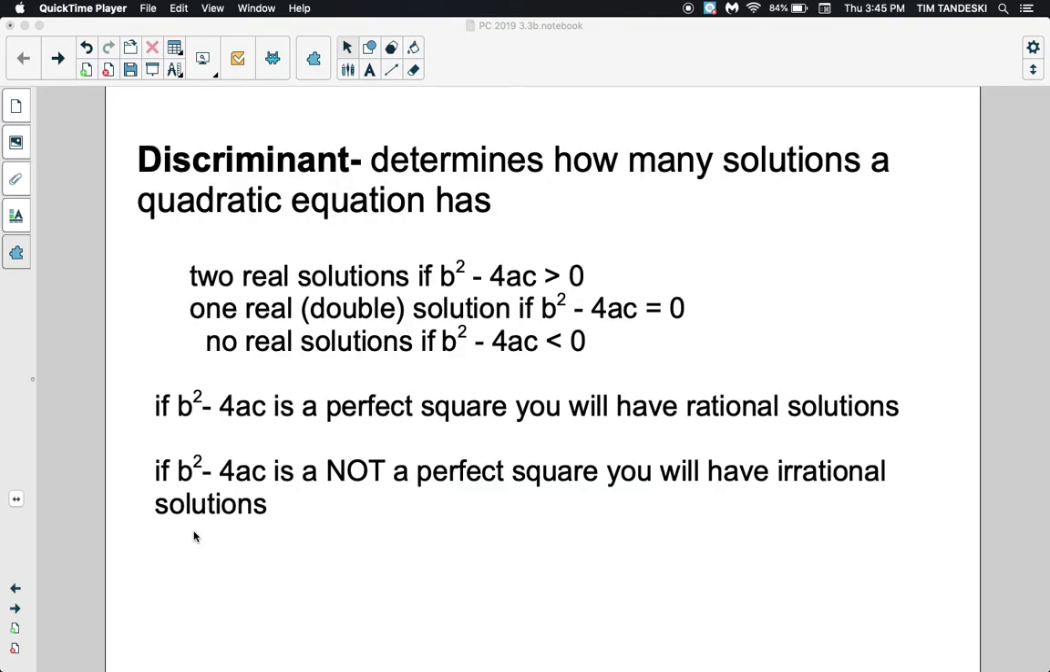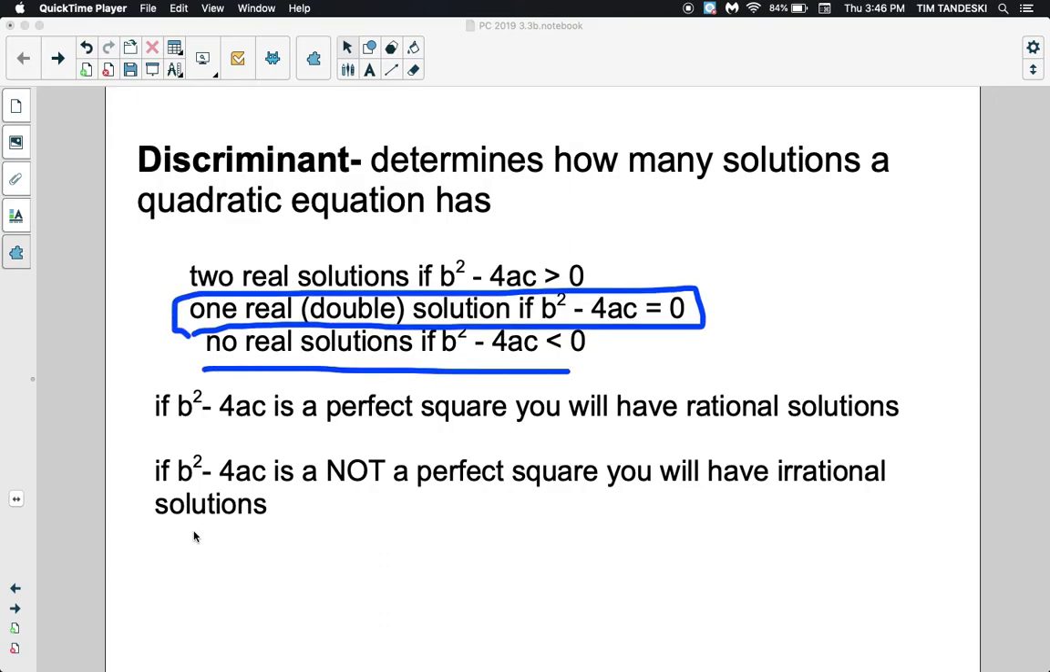We're going to get two real solutions if b squared minus 4ac is greater than 0. Again, you could write that down. You're going to get one real solution, which is a double root, if it's equal to 0. And if the discriminant is less than 0, we're going to get two complex solutions.